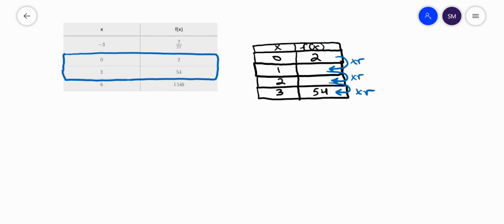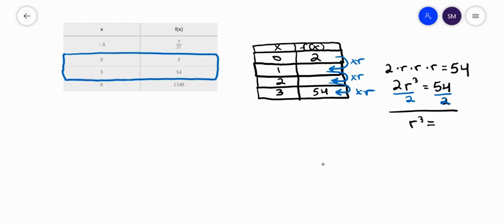And so to write this all out as one calculation, I see that when I multiply 2 times my rate, times my rate, times my rate again, that's what gives me 54. So I can write this more simply as 2r to the third power equals 54. Then I can divide both sides by 2 to get r cubed equals 27.